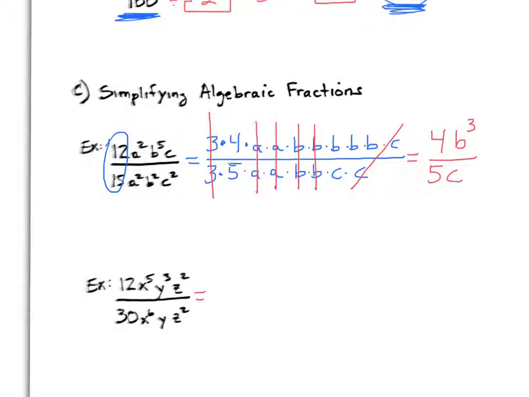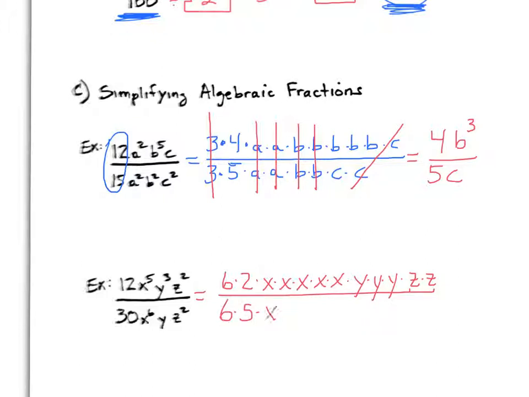The last one, 12 can be divided by 6, so 6 times 2 is 12. And then times x times x times x times x times x, because it's x to the 5th. Y times y times y. And then z times z. Underneath, 30 is 6 times 5. And then I have x times x times x times x times x times x. I need 6 of them, x to the 6th. There's a y, and then there's a z squared, which is z times z.